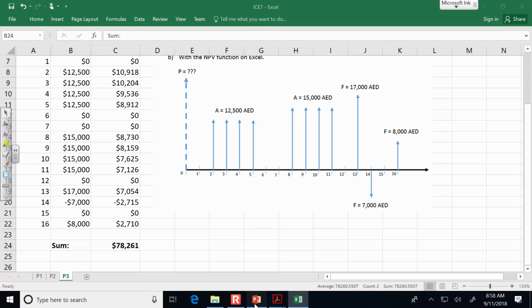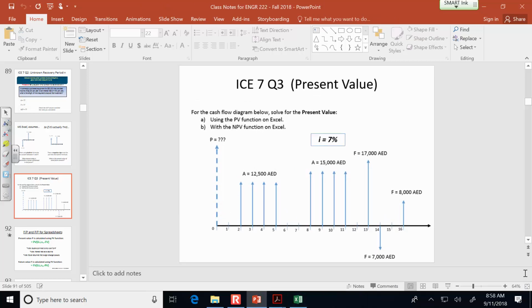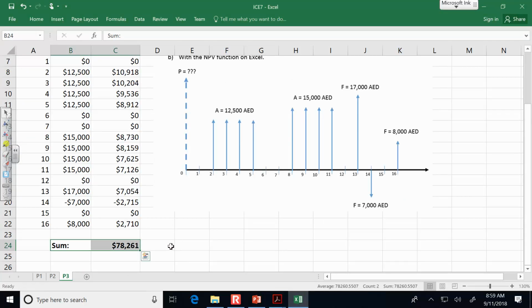And let's see, what was it asking here? For the cash flow diagram below, solve for the present value. So what we're saying is, if you have an environment where the interest rate is 7%, getting $78,000 in year 0 is the same as this cash flow diagram. Like this series of payments and one outflow, that cash flow series has a present value of 78,261.